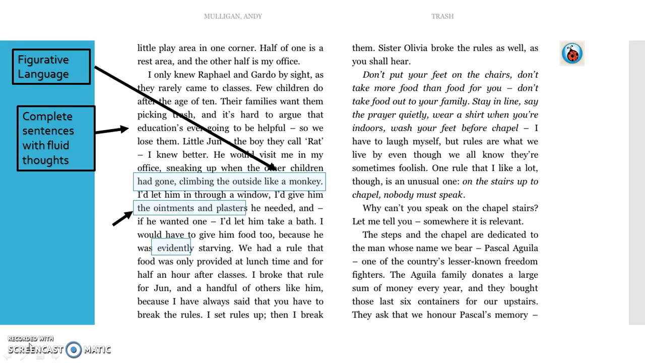Evidently, I don't know too many of you who are going to use the word evidently when you're speaking, and these boys are your age. So again, pointing to that sophisticated vocabulary that Father Juilliard has because of his educational background.